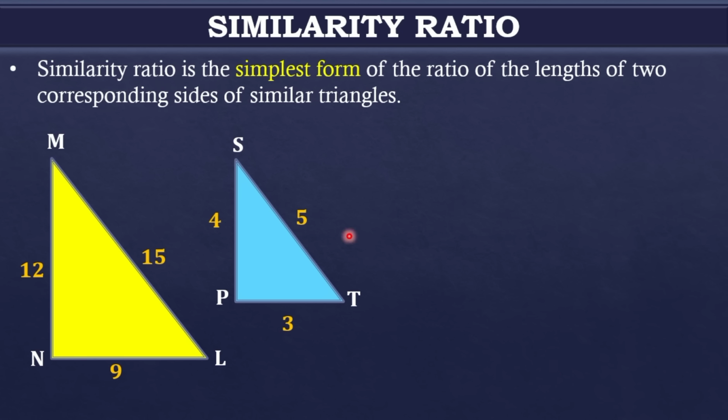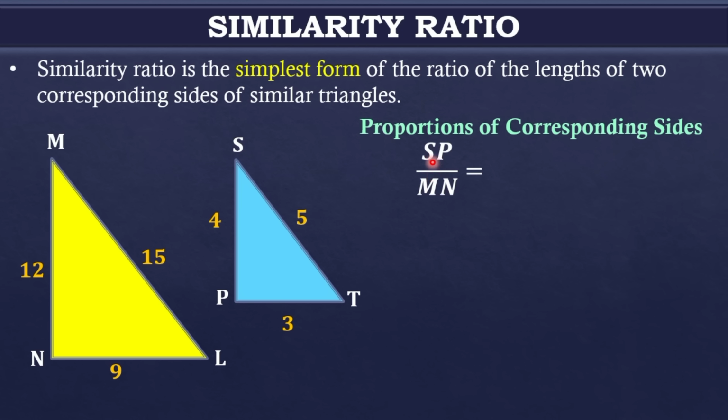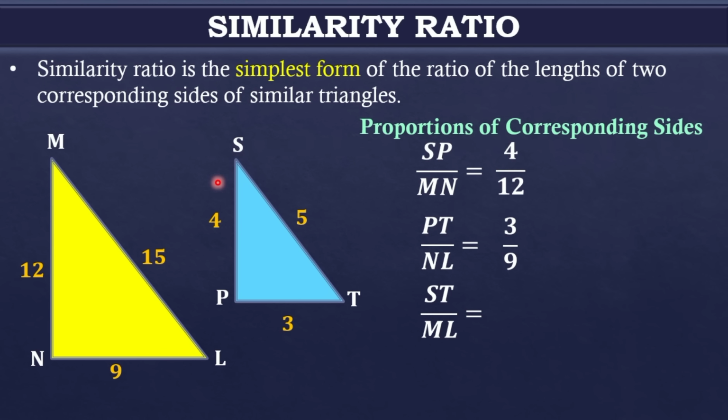So, given the measures, so ano ba yung mga ating proportions of corresponding sides? We have SP over MN. So, dito po siya corresponds. And then we have PT, this one, this side, to NL. And then we also have ST to ML. Now, kunin natin yung kanilang mga measures. So, we have SP is, for PT over NL, we have 3 over 9. And then for ST over ML, we have 5 over 15.